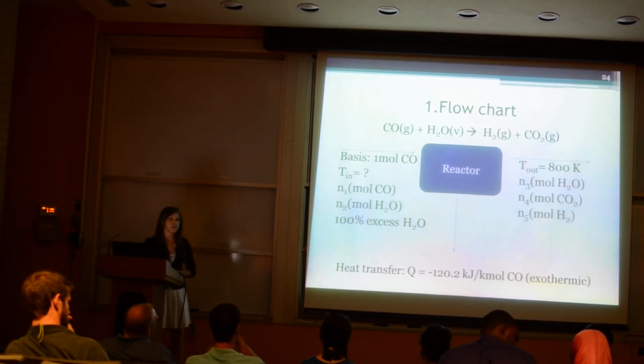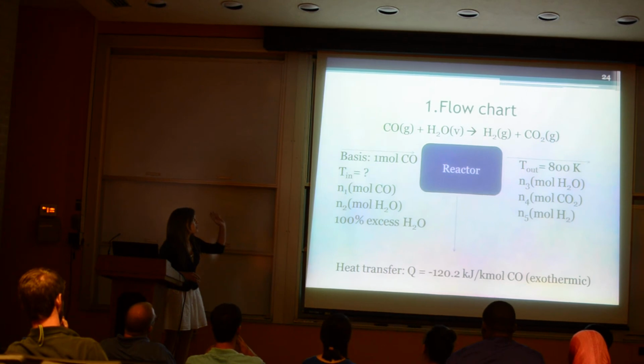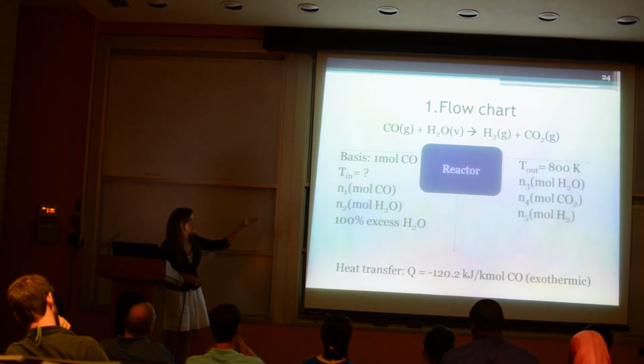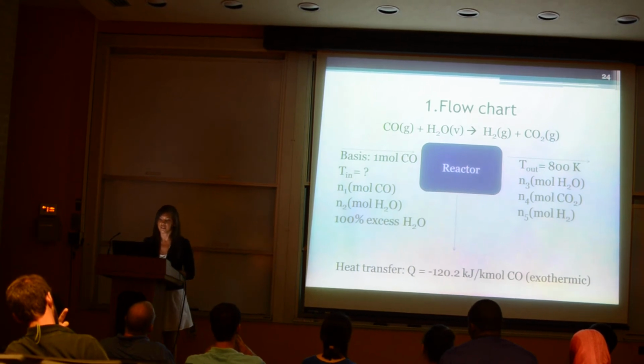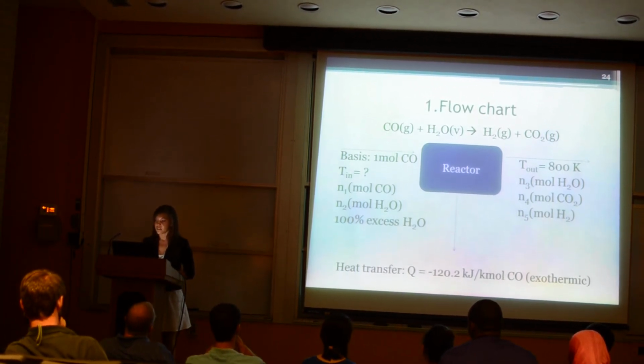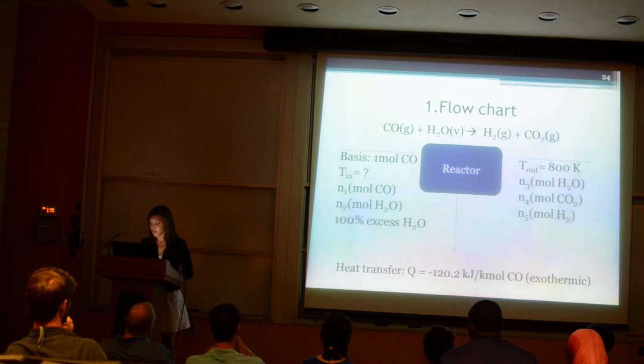So basically, again, we start by doing our flow chart, and this is our equation. We took a basis of 1 mole of carbon monoxide, and we have an unknown initial temperature. We have our unknown moles, but we know that we have 100% excess water, and then we know our temperature out and our heat transfer.